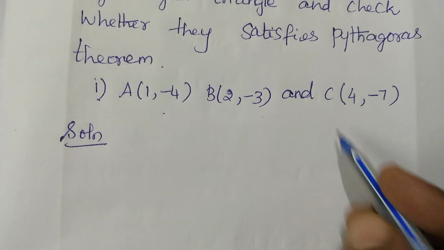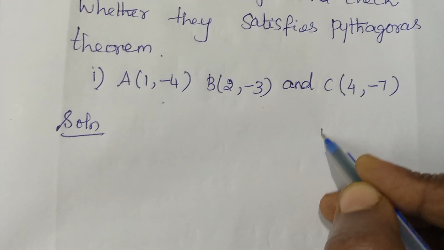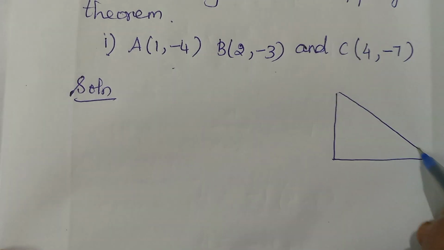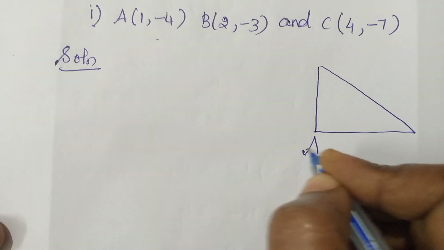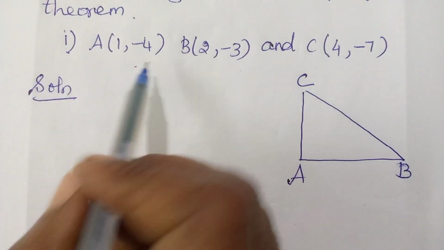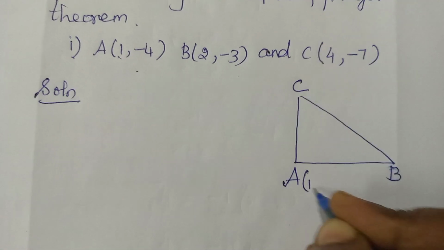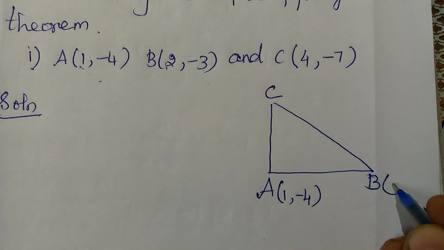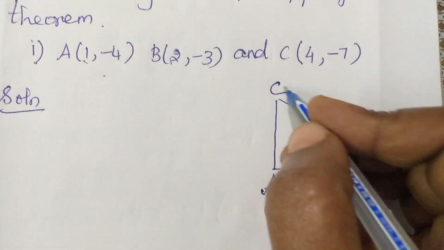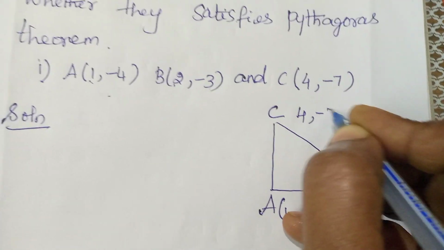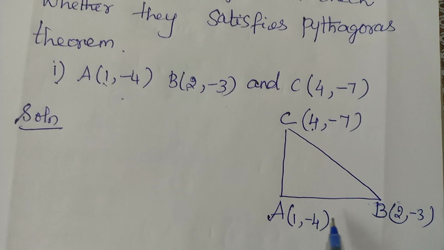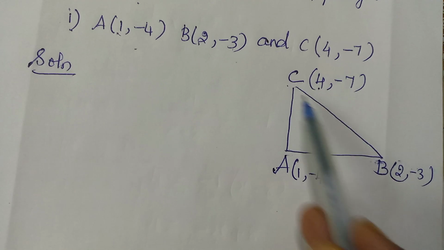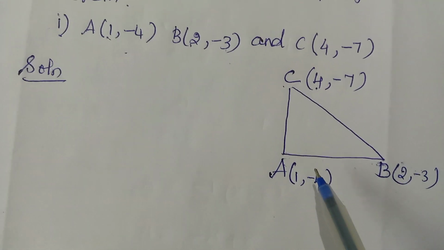Let's give the diagram, a right triangle. They asked to verify with the Pythagoras theorem, so let's draw the right triangle and name it A, B, C. What is the point A? A is (1, minus 4). B is (2, minus 3). C is (4, minus 7). So here AB and AC are perpendicular. Let us verify whether it is a right angle triangle or not.